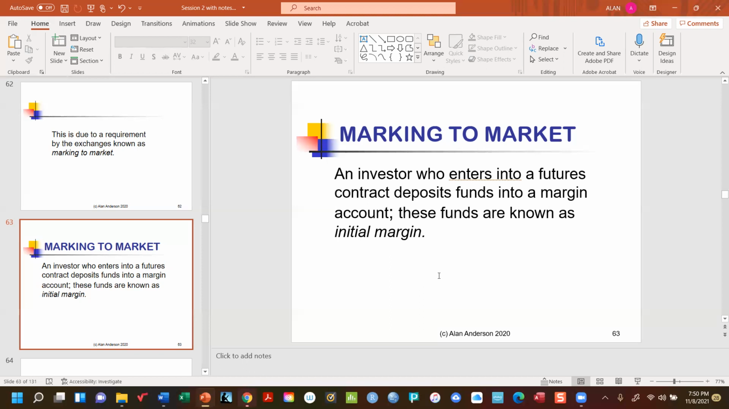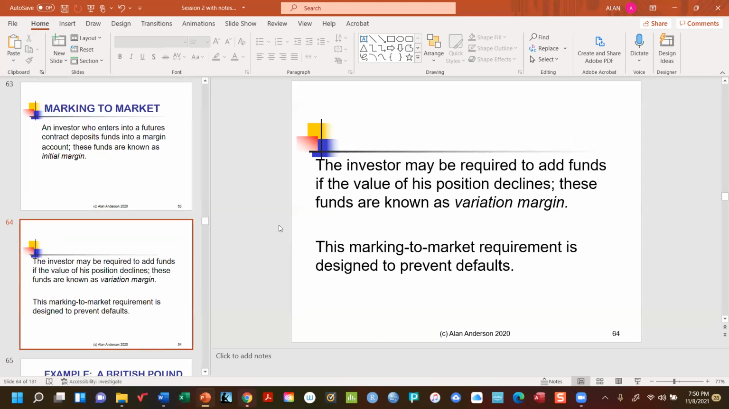Now, here's the thing though. Once the money goes into an account, it doesn't just sit there. If your position loses in value, you may have to add more money to your position. And if you do, we call that extra margin variation margin. Now, why are they doing this, by the way? Because the exchange is on the hook for any losses you may suffer. So they don't want your losses to pile up over time.